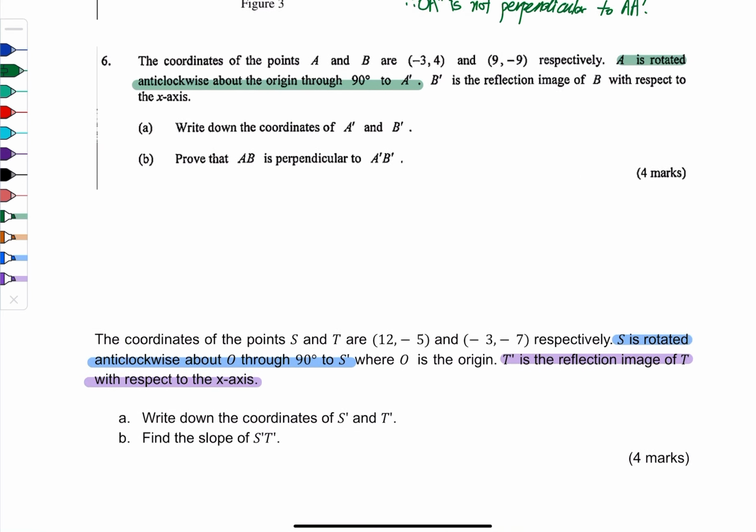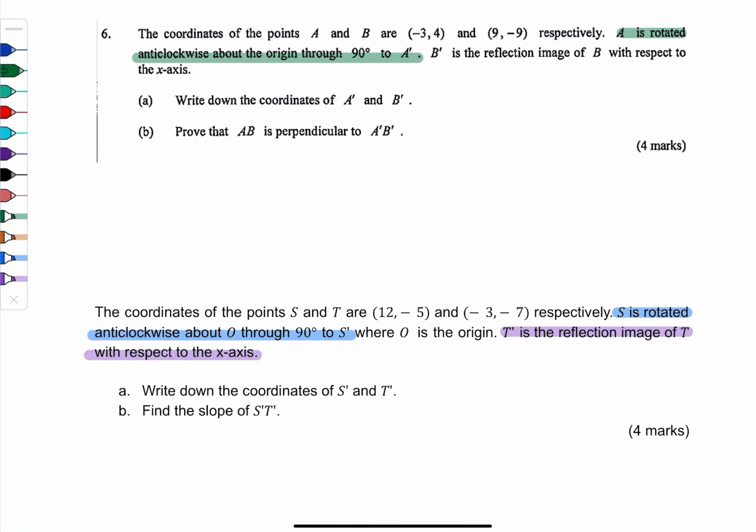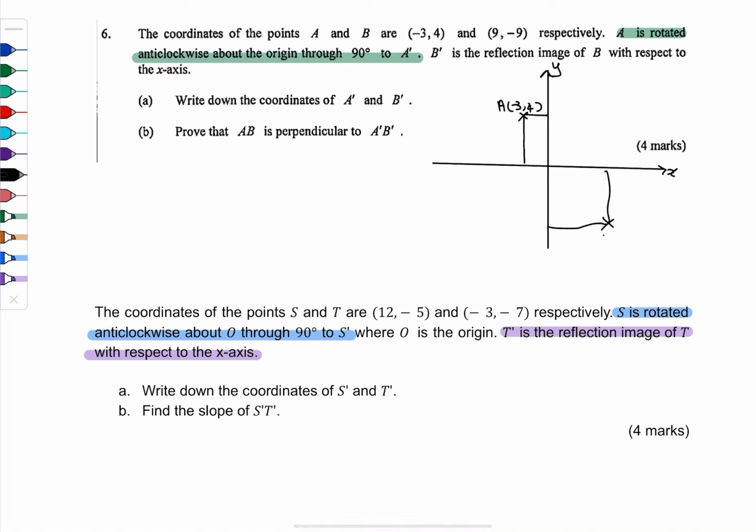Good. Then let's try 2 more questions. Draw, quickly draw. Now we should be a little quicker in drawing now. You have x coordinate and y coordinate. Where's our A? X is negative, y is positive, so it will be somewhere here. A is negative 3 and 4. What is B? B is x positive, y negative, so somewhere there. So B is somewhere there.